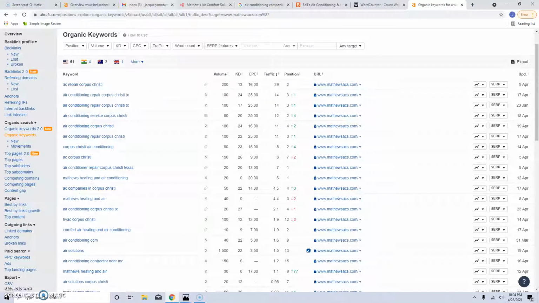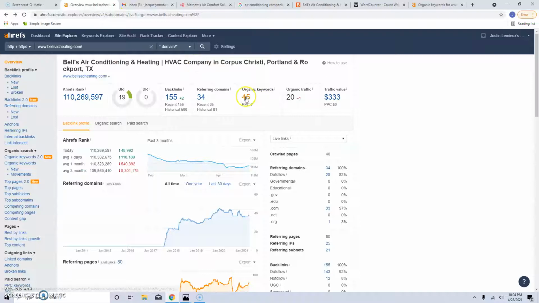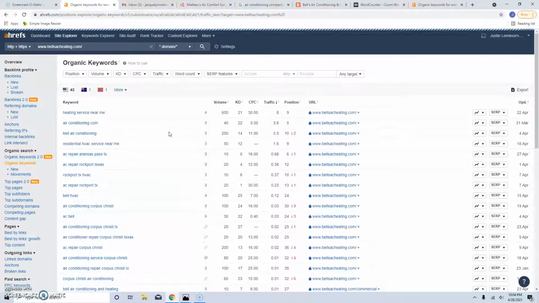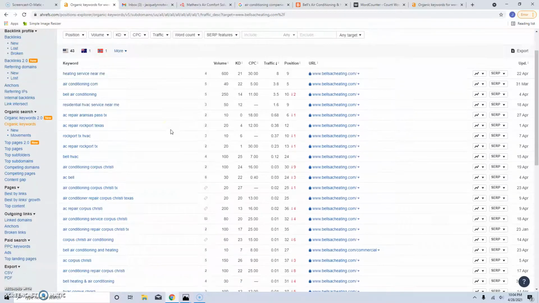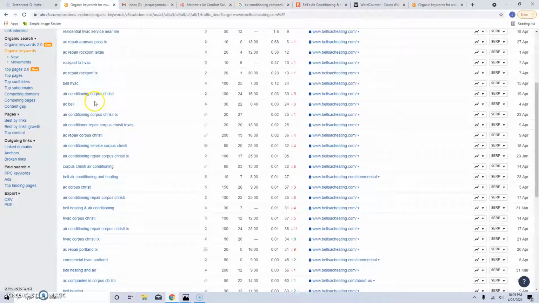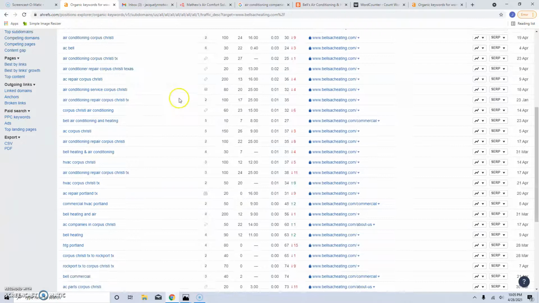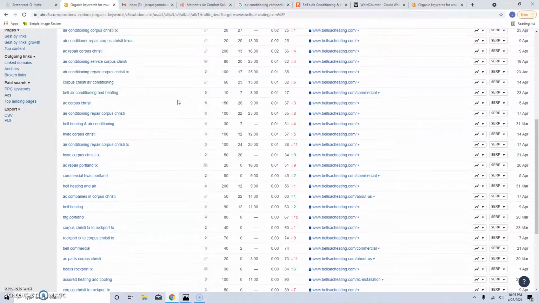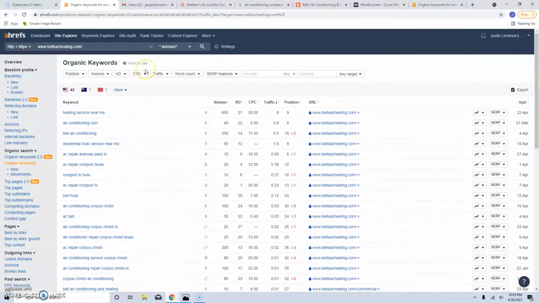So I went ahead and then I put your site into AirFS. We only have 45 organic keywords, which is less than half of what Maxhouse has. Now some of yours, for example, heating service near me, airconditioning.com, Bell HVAC, air conditioning, the ones that don't have cities attached to them, those are nationwide keywords. What this means is that basically someone in Oregon could Google air conditioning near me, heating service near me, and your company is going to come up. Now those aren't buyer intent keywords, meaning someone in Oregon who Googles you probably isn't going to use you.